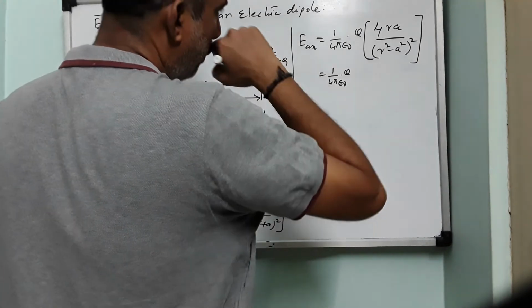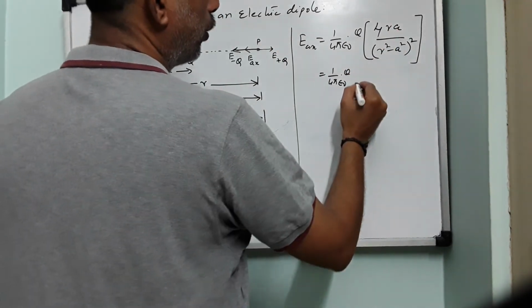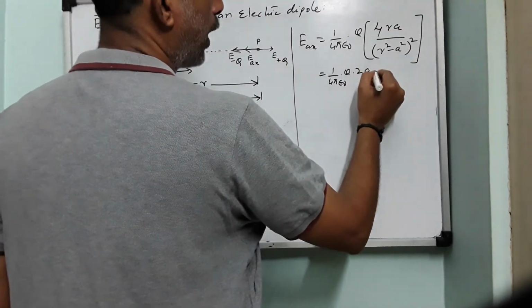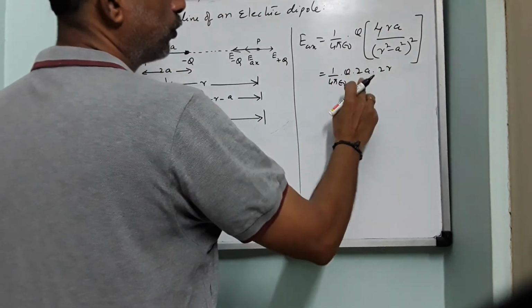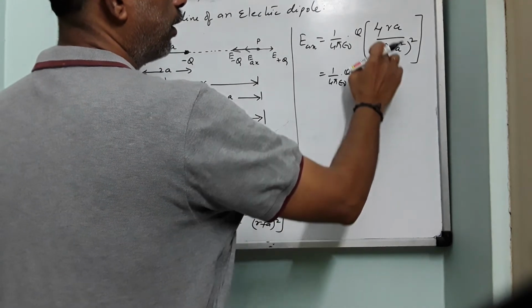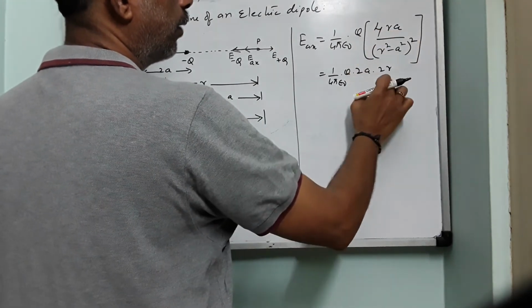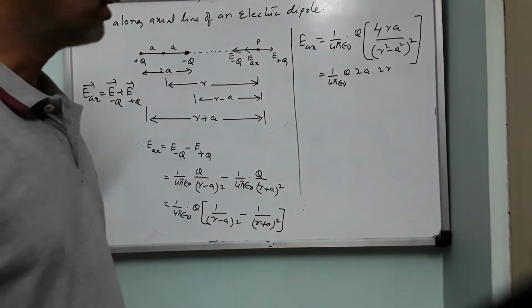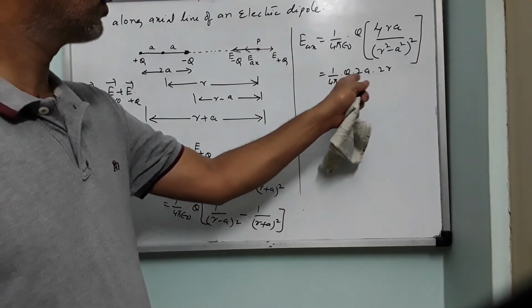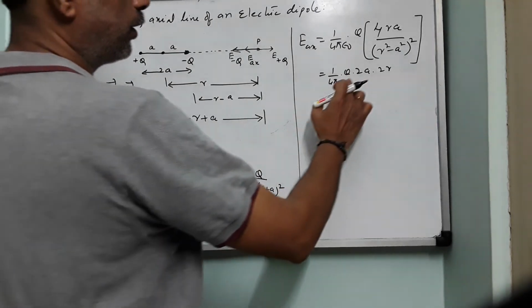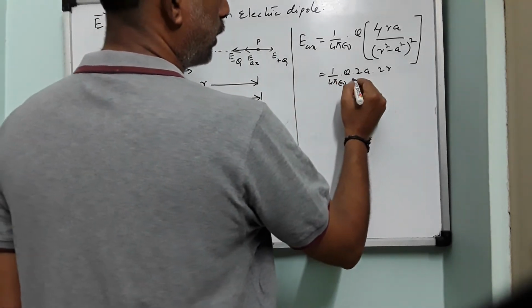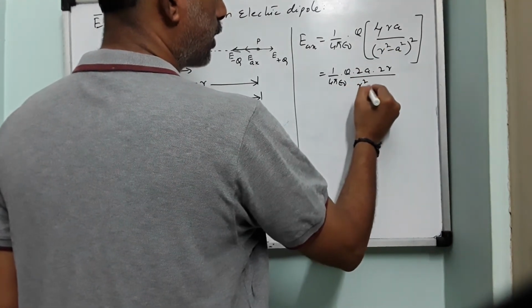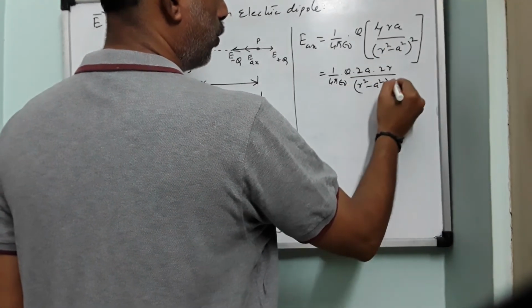And now what I do, I divide this as Q into 2A, and 2R is left. So 2 into 2, 4, AR is available. So Q into 2A, because we have defined the dipole moment as the product of magnitude of any one charge and separation between them. So I want this physical quantity to be together. That's why I have split the 4AR. So this is R square minus A square whole square.